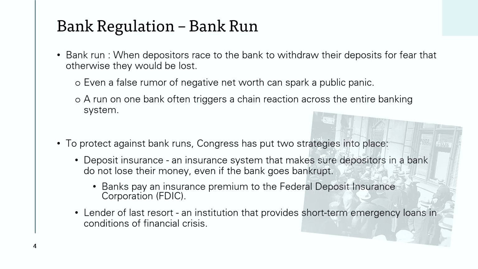The first is deposit insurance provided by the FDIC, which guarantees that depositors will not lose their money even if their bank fails. This removes the incentive for panic withdrawals. The second protection is the lender of last resort function. In times of crisis, the Federal Reserve can provide emergency loans to banks that need short-term liquidity, preventing an otherwise solvent bank from collapsing simply because too many depositors withdraw funds at once.